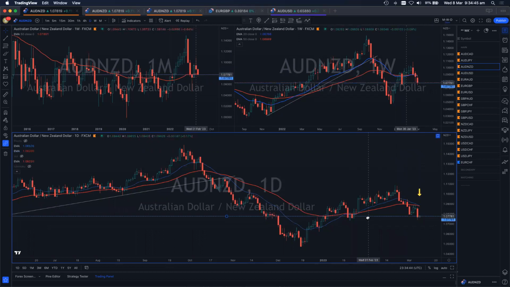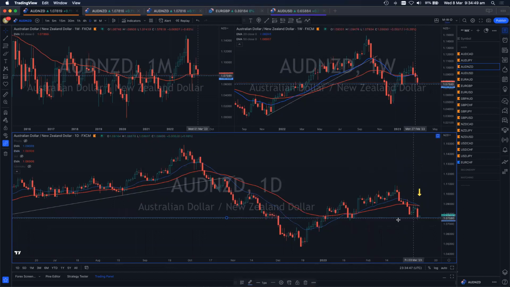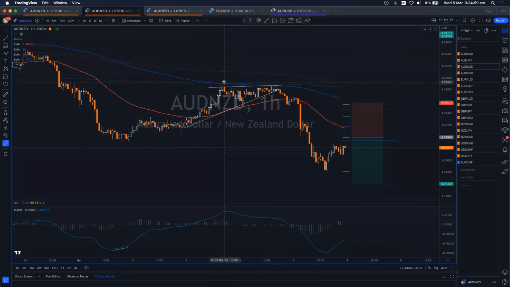So we have a level here. Okay, so we're at this level, the close yesterday, which is this level, this low here, and also this low here. So this is quite a strong level. You need to be aware of that if you want to trade through it. That's up to you. It could be a bit risky.